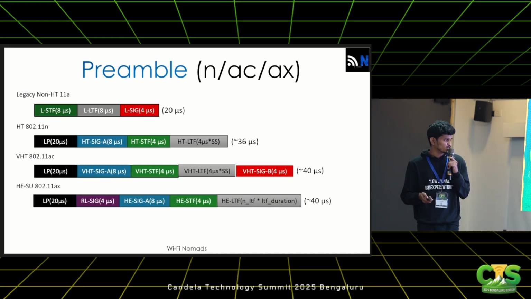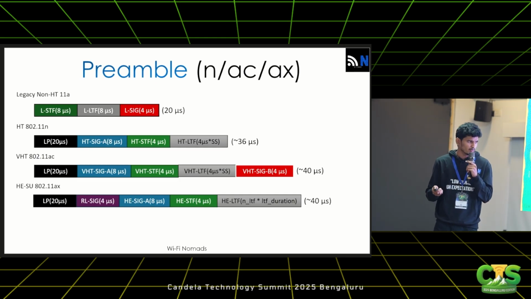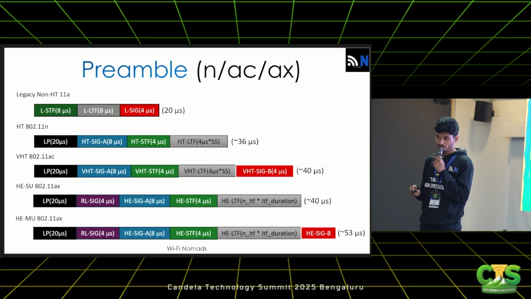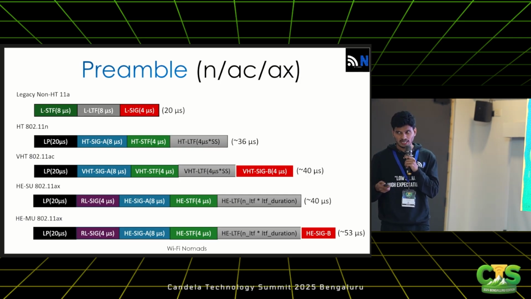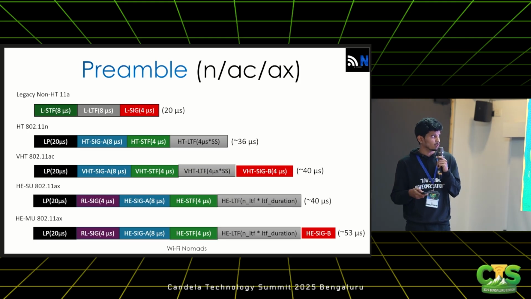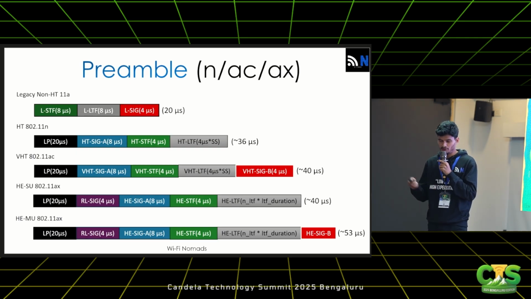In HE SU, it is similar to the AC one. Whereas in HE MU, we again have to add the HE-SIG-B part. It varies based on the number of users that you select in the calculator. So this is the overall preamble part, how we calculate it. These values I'm showing are approximate, but when you provide all the information, you will get the accurate value in the calculator.